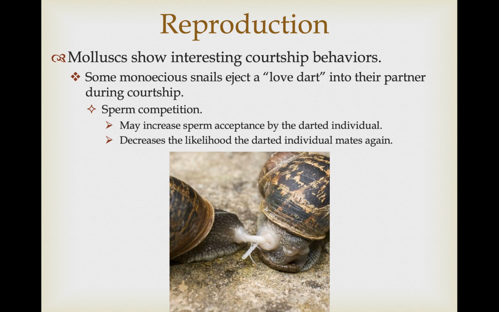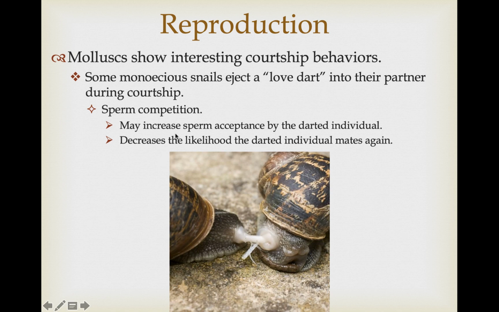So some of the monoecious snails, so snails that are both male and female, will do something very similar to what we saw in the free-living flatworms. Remember we talked about penis fencing. These snails will come together and eject a love dart into their partner. That's what it's been called. There's probably not much love associated with it. This is probably, again, associated with sperm competition, like what we saw with the penis fencing.